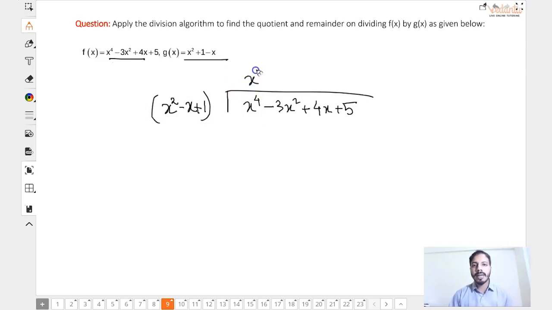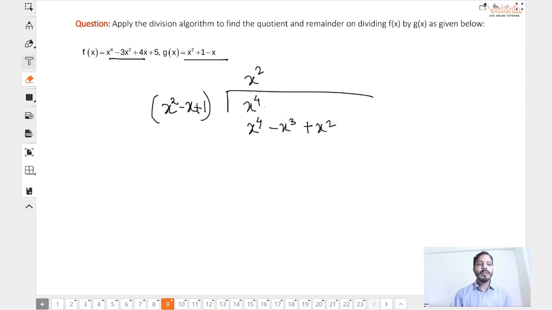So first thing will be x square, because x square into x square will give me x to the power 4, and then minus x cube, and plus x square. Now guys, you see you don't have an x cube term in this dividend. So what we can do is we can write it in this way, plus 0x cube, and then minus 3x square plus 4x plus 5.